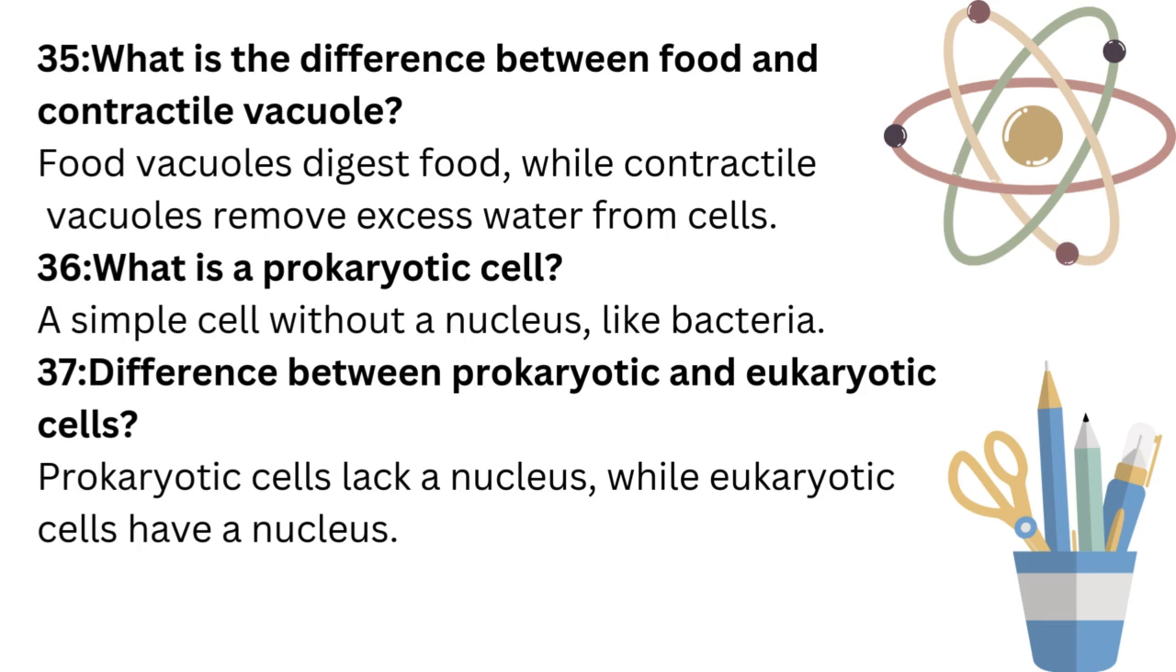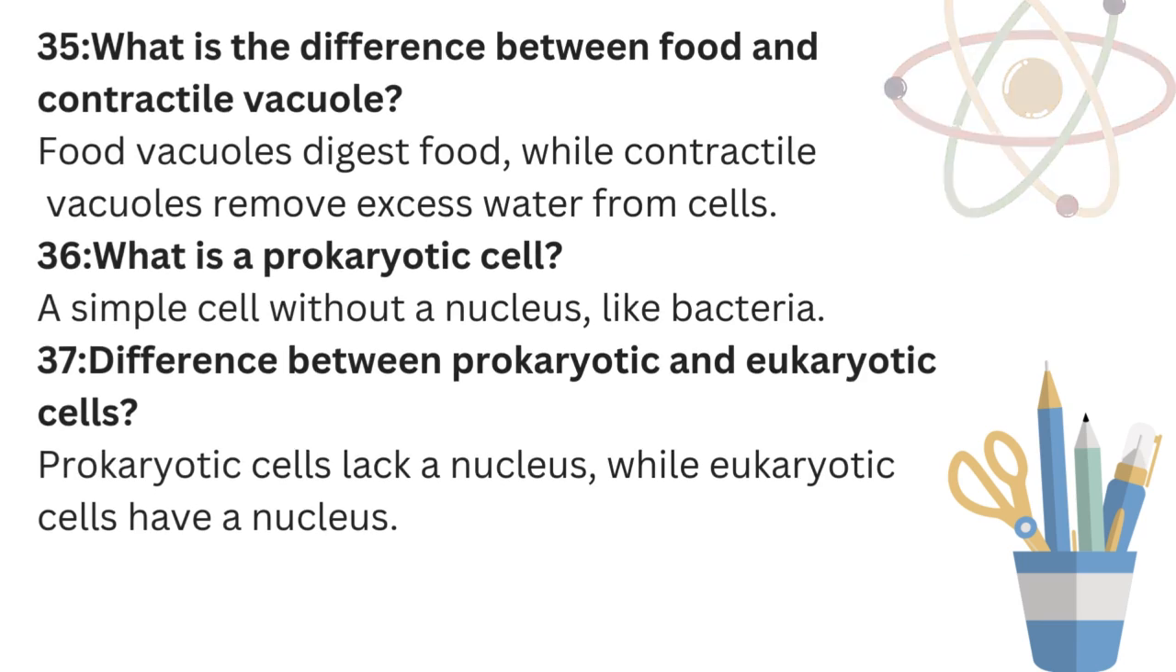What is a prokaryotic cell? A simple cell without a nucleus, like bacteria. Difference between prokaryotic and eukaryotic cells? Prokaryotic cells lack a nucleus, while eukaryotic cells have a nucleus.